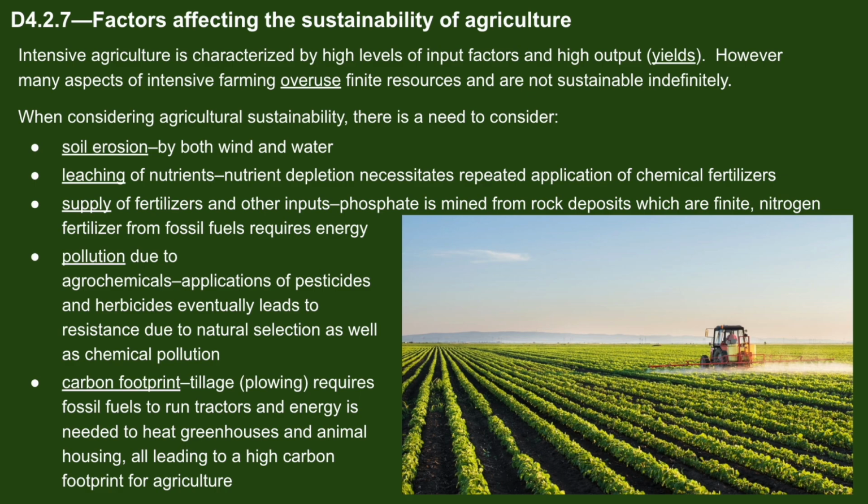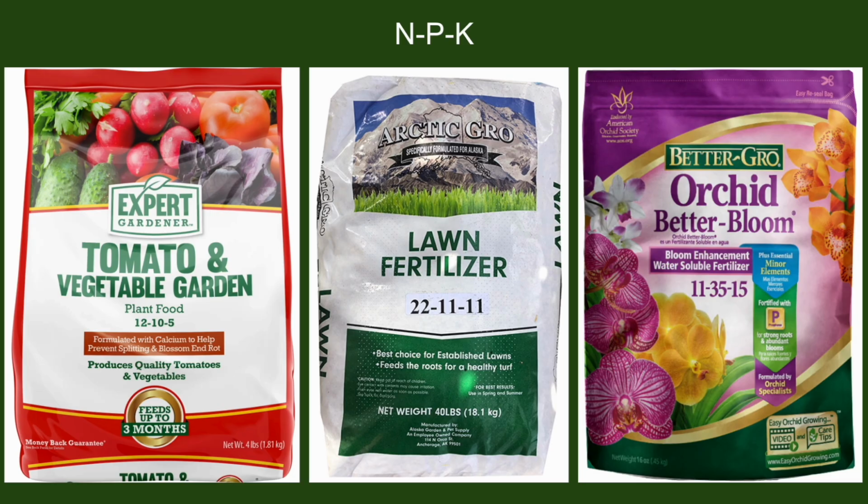Okay, it's going to be important that we look at soil erosion, leaching of nutrients, and supply of fertilizers, specifically phosphate, which is a limited resource. It's mined from rock deposits, but there's only so many. Okay, pollution due to agrochemicals. And then looking at our carbon footprint from what is being released through our equipment used in agriculture.